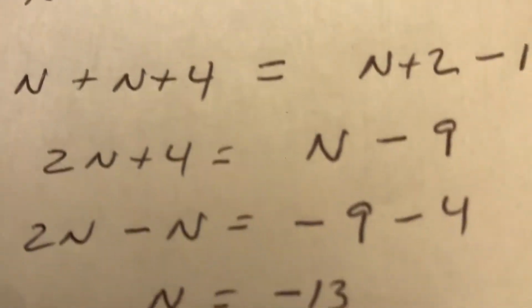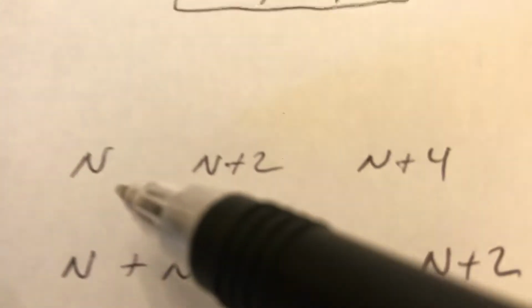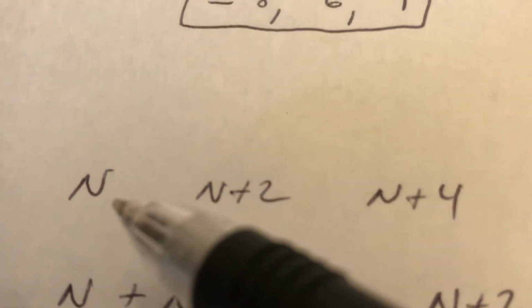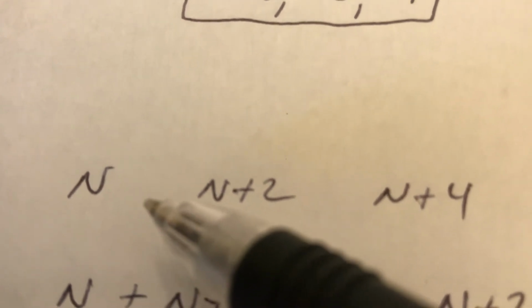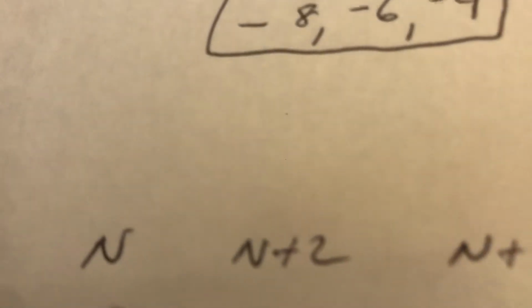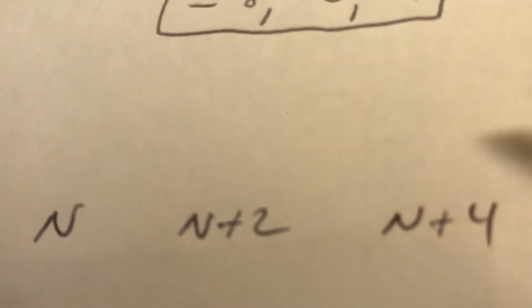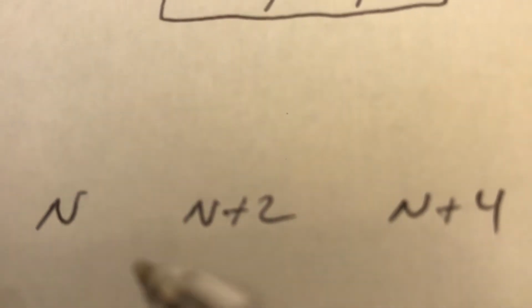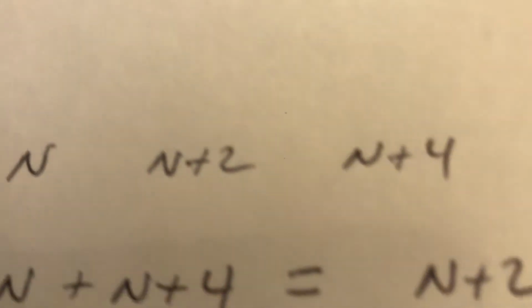Now, odd integers are also 2 apart. For example, the odd integers are 1, 3, 5, 7. Also the negatives. Notice they're always 2 apart. So just because it says odd doesn't mean we have to use odd numbers. We still use even because they're 2 apart. So n, n plus 2, and n plus 4.